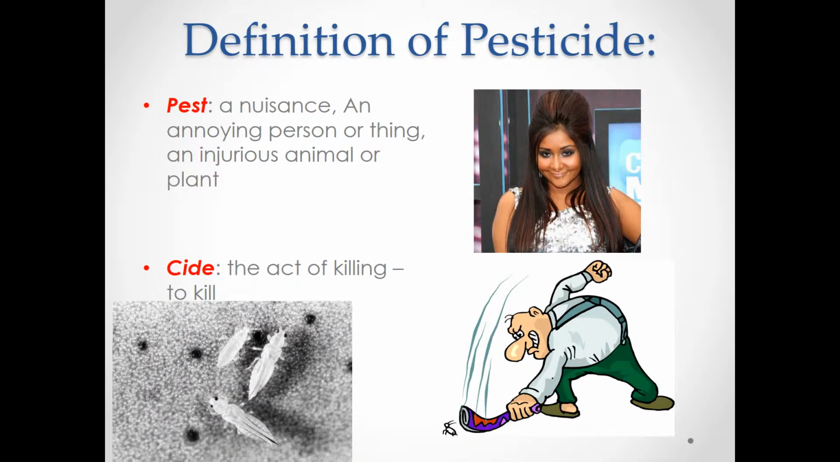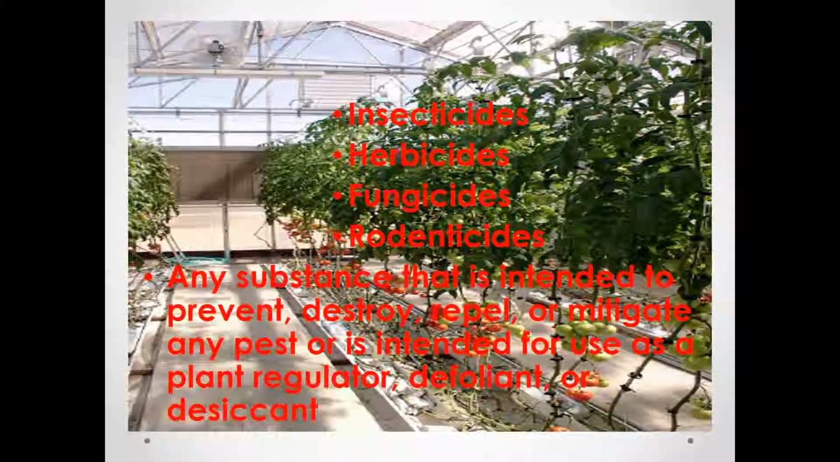So the first thing is the definition of a pesticide. A pest is a nuisance, an annoying person or thing, an injurious animal or plant. And -cide is the act of killing, or to kill. When you put those two together, that's what you're looking at with pesticides.